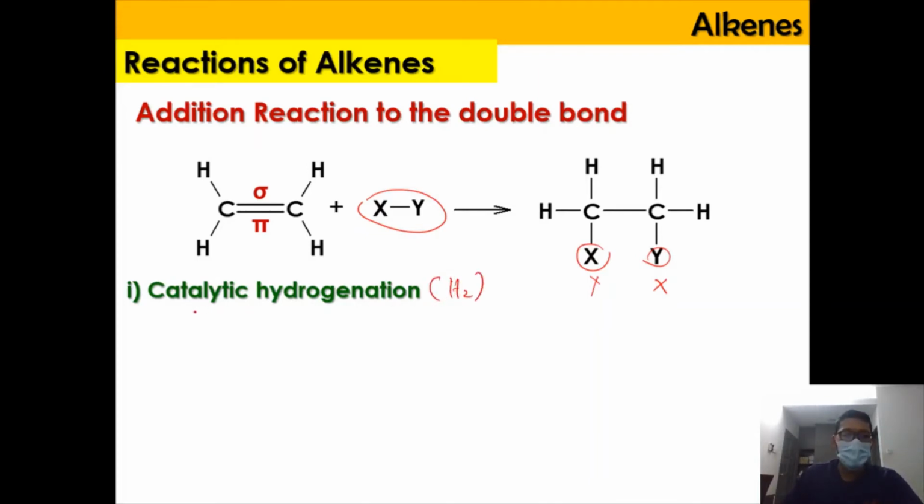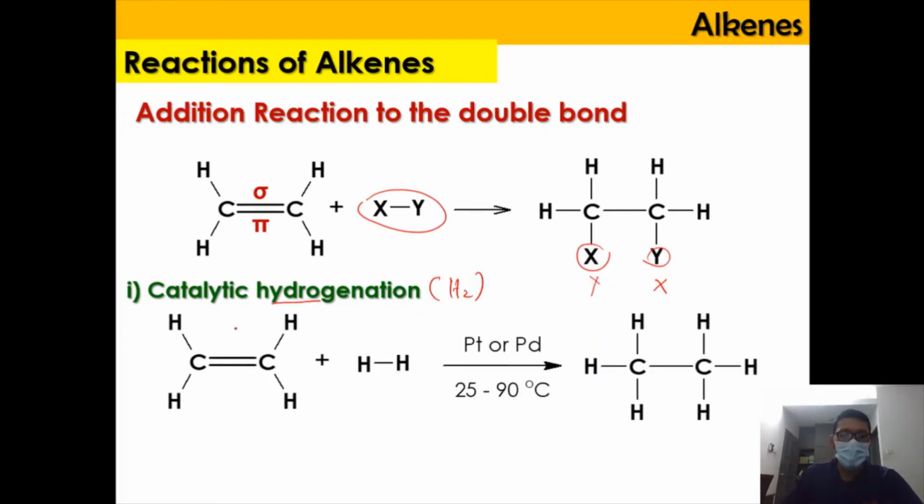Now, we're going to focus on the addition reaction using hydrogen gas. This is known as catalytic hydrogenation, which means that alkene will be reacted with hydrogen molecule in the presence of catalyst. That is why the name is catalytic. This happens at a required temperature, which is room temperature up to 90 degrees Celsius. The double bond here is going to be broken down, and one of the hydrogens is going to be inserted here and the other hydrogen is going to be inserted here.